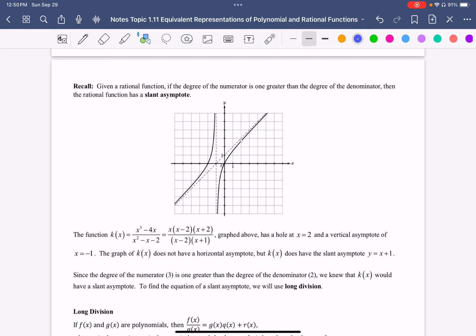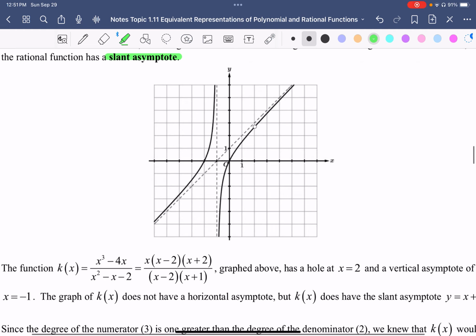Recall that if, given a rational function, the degree of the numerator is 1 greater than the degree of the denominator, then the rational function has a slant asymptote. We talked about this in lesson 7, when we talked about BOBO, BOTN, and HDC. We touched on the topic of slant asymptotes, and I told you soon enough we will figure out how to find the slant asymptote.